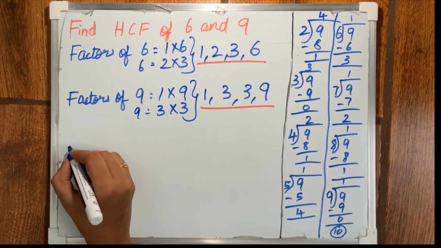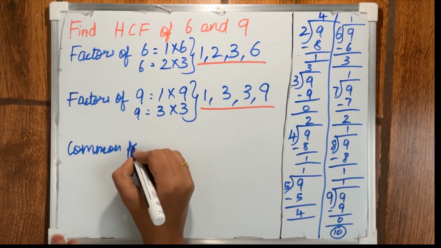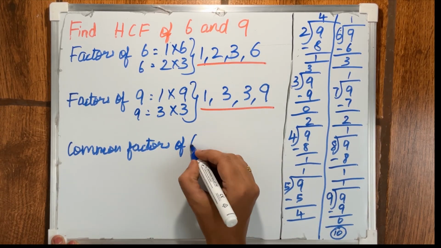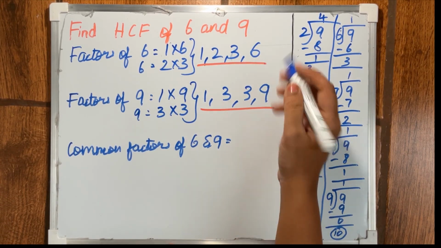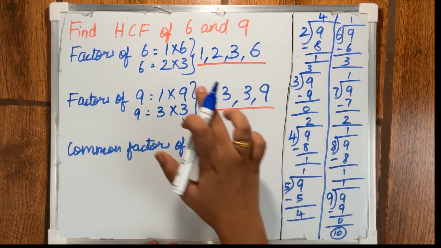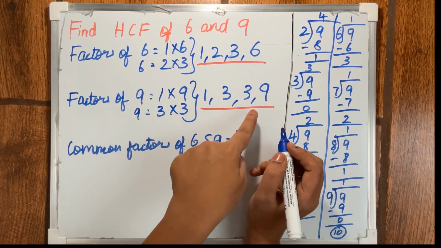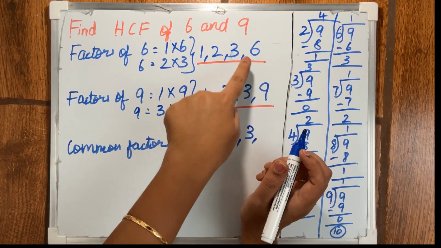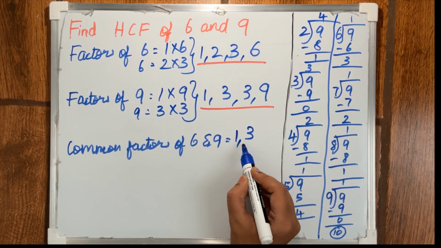Next step is to find the common factors of 6 and 9. In these two sets of numbers, we have to find which are the common factors. See, 1 is common. Do we have 2? No. 3 is common. Do we have 6? No. Do we have 9? No. So the common factors of 6 and 9 are 1 and 3.